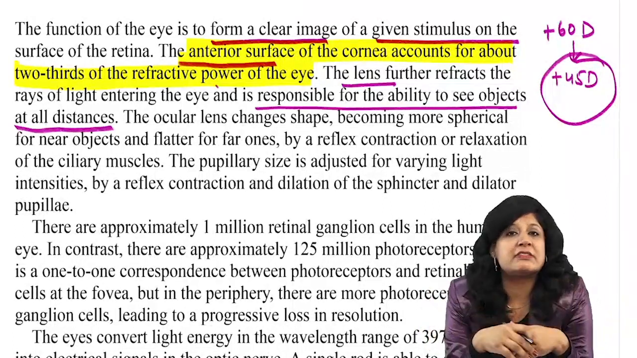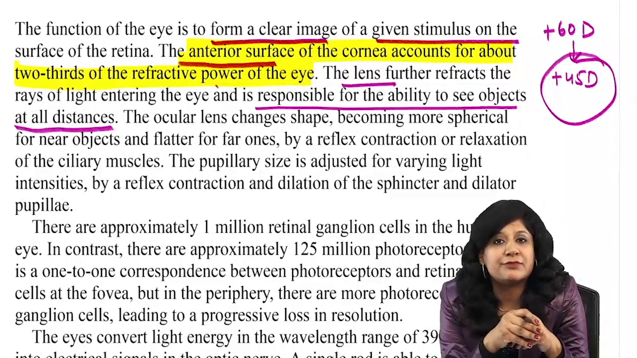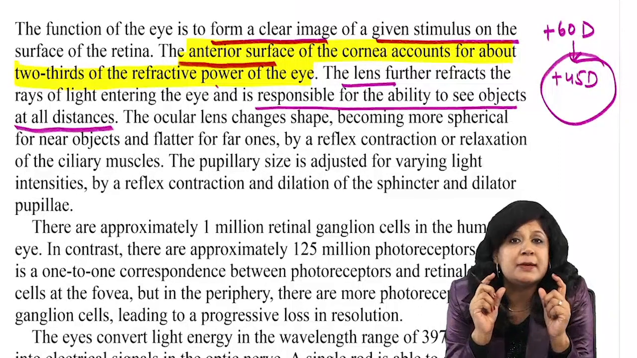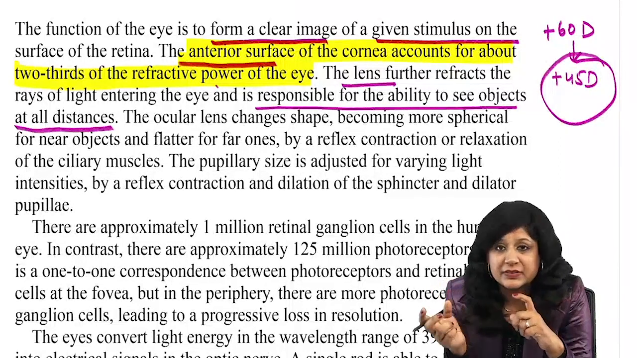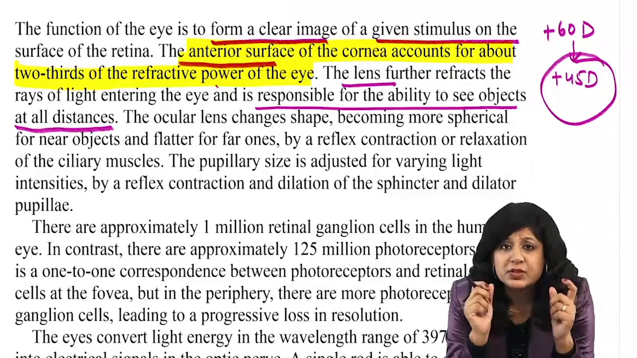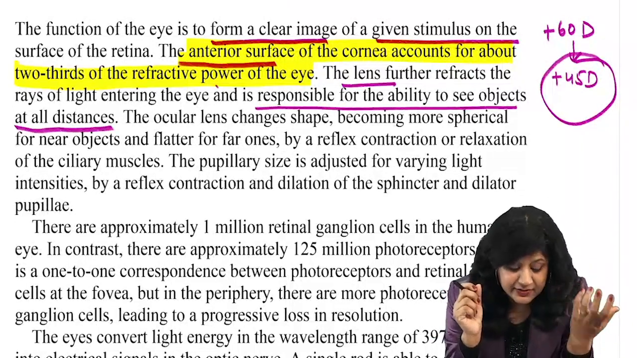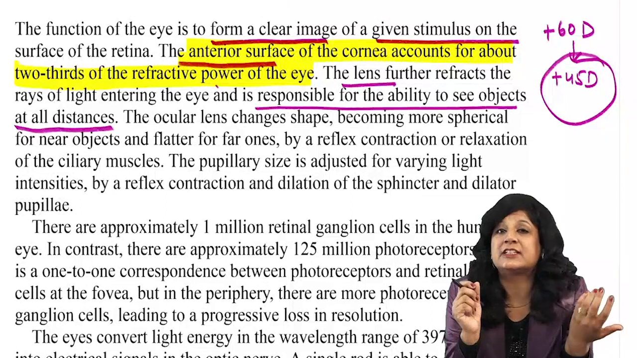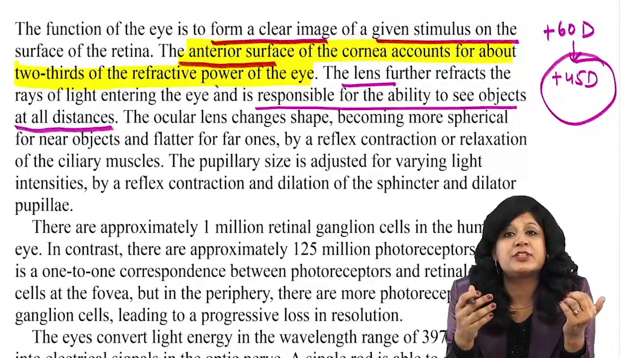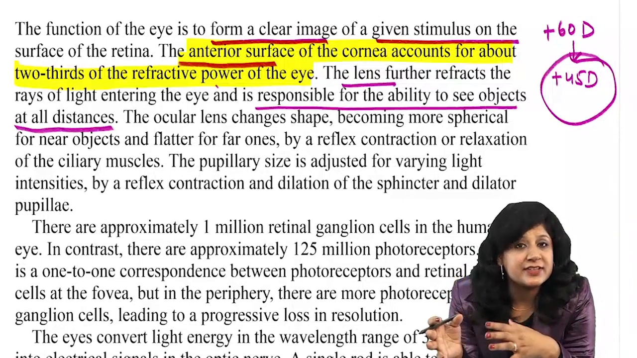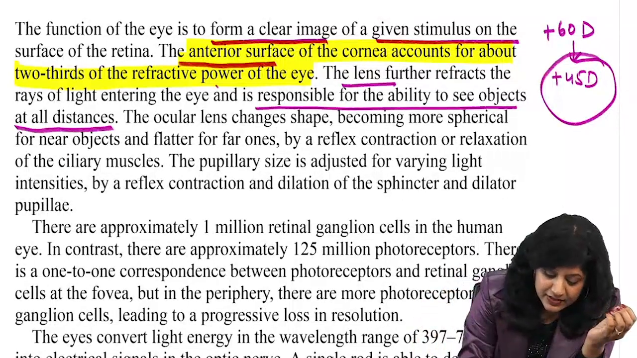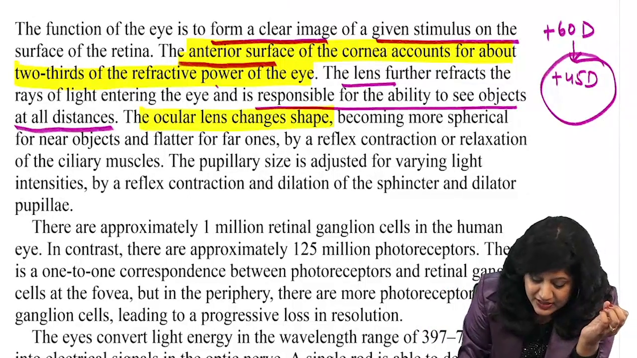But yes, cornea is the most important refractive surface, being the anterior most, and I told you we also have the maximum difference of the refractive index at the anterior surface of the cornea. So the cornea is doing a great job. 2/3 of the power is given by the cornea, while the lens is helping to see the object at the near distance and at a farther distance also, and it is doing this by changing its shape.